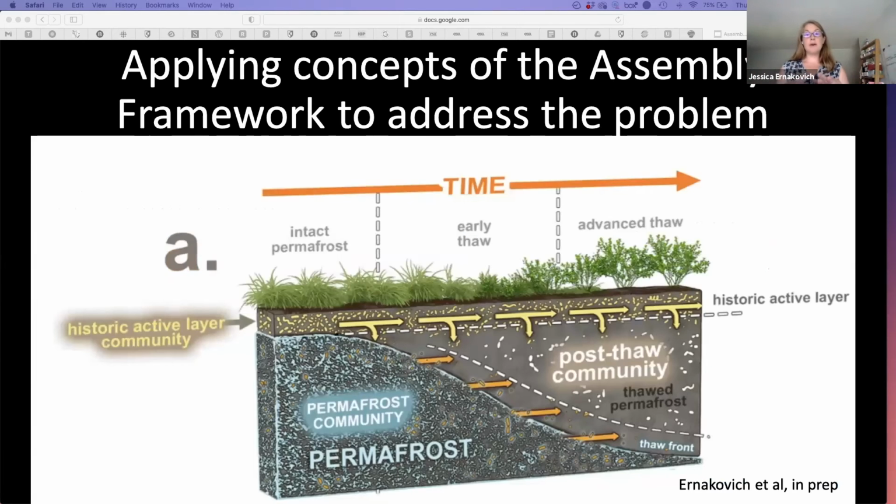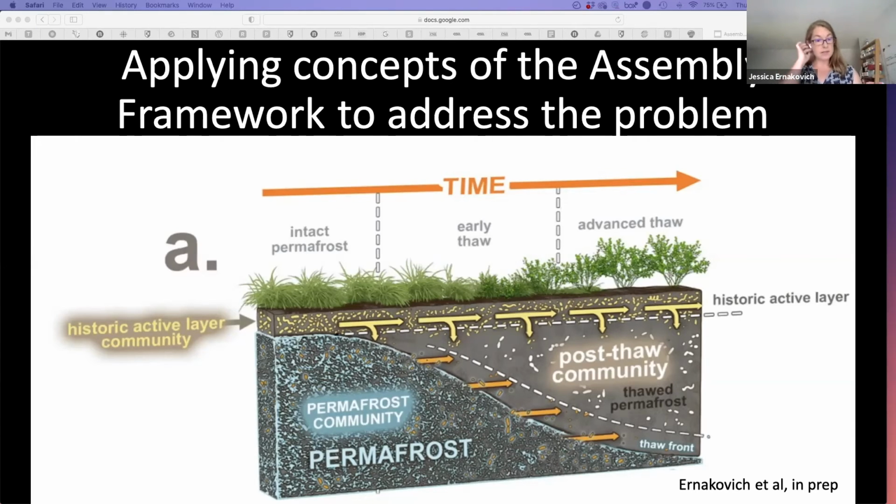Okay, so thinking about where we started, thinking about the folks working on this paper, we want to be able to make a contribution as permafrost microbiologists to thinking about what this post-thaw microbiome is going to do and what the climate feedbacks are going to be. But we don't currently have a framework for predicting what the composition will even be, so it's hard to predict what it will functionally do. And so we thought we could try to apply this assembly framework.